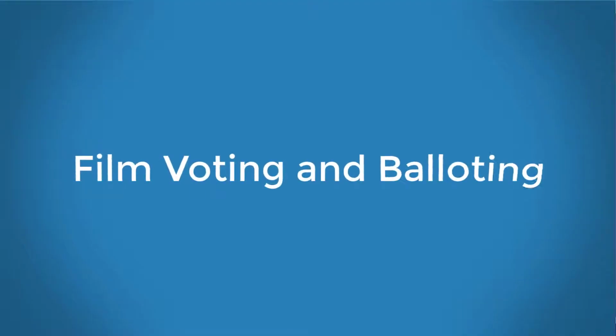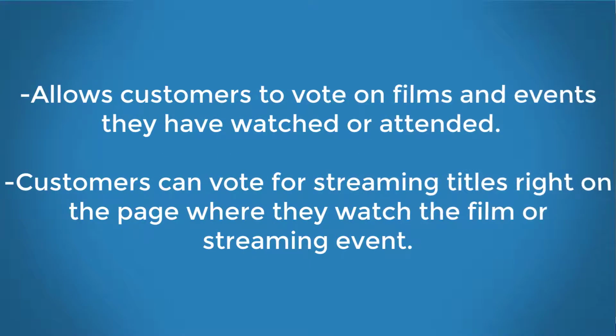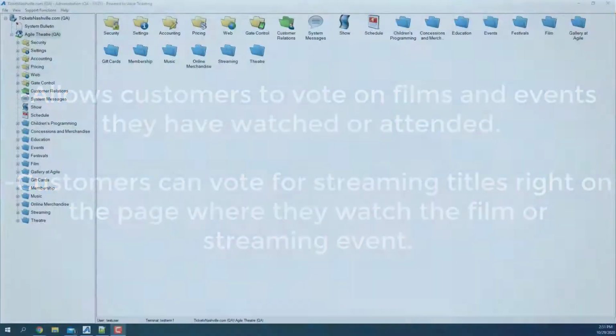The first enhancement we are going to cover today is film voting and balloting. With this new feature, your organization can allow customers to vote on films and events they have watched or attended. Also, customers can vote for streaming titles right on the page where they watch the film or streaming event. Let's take a look.